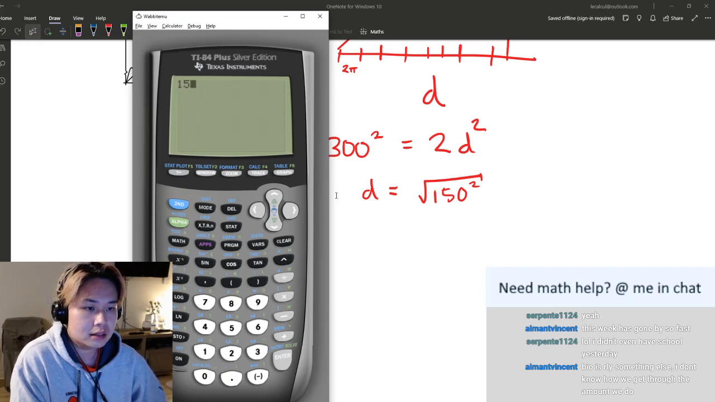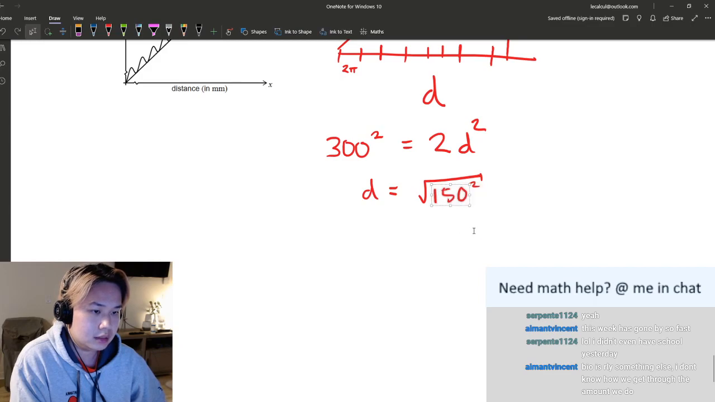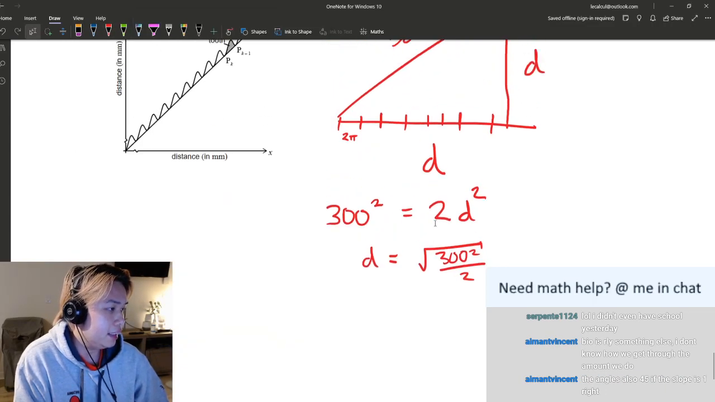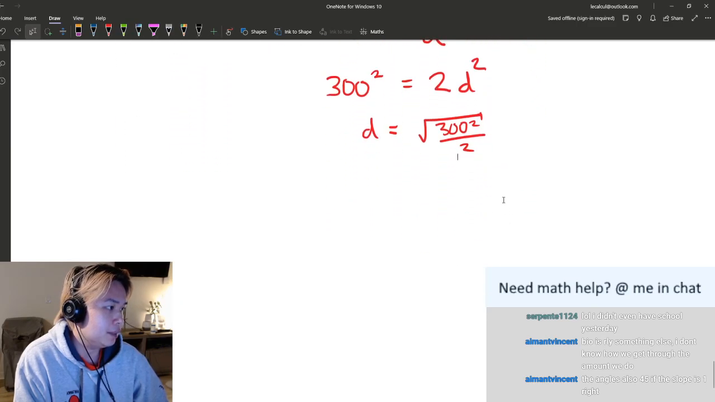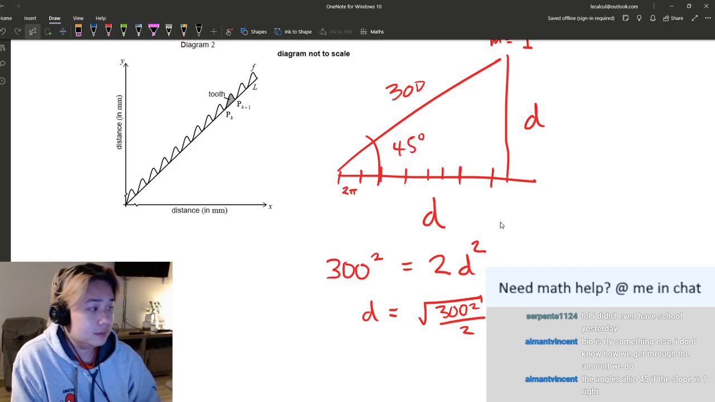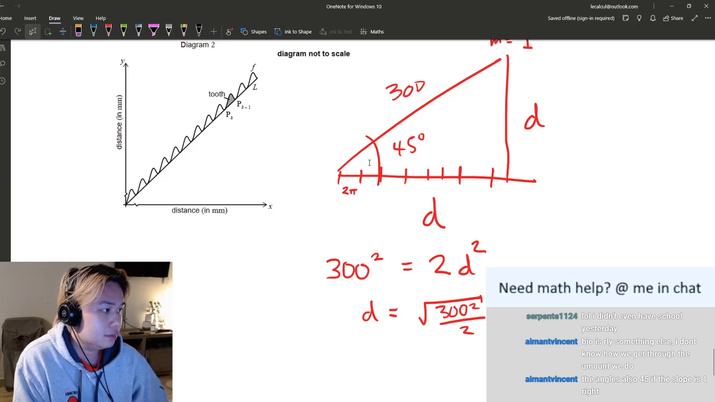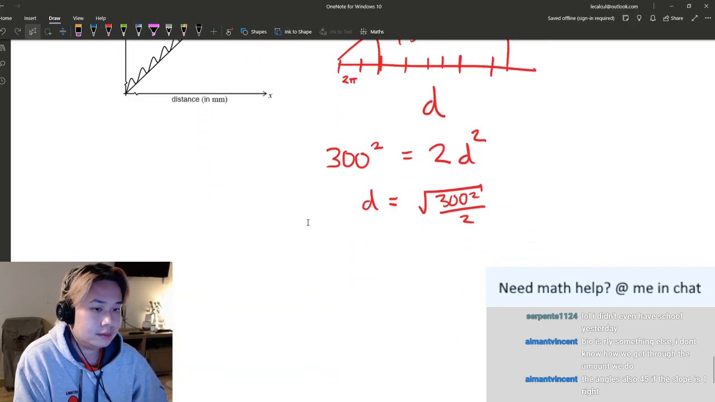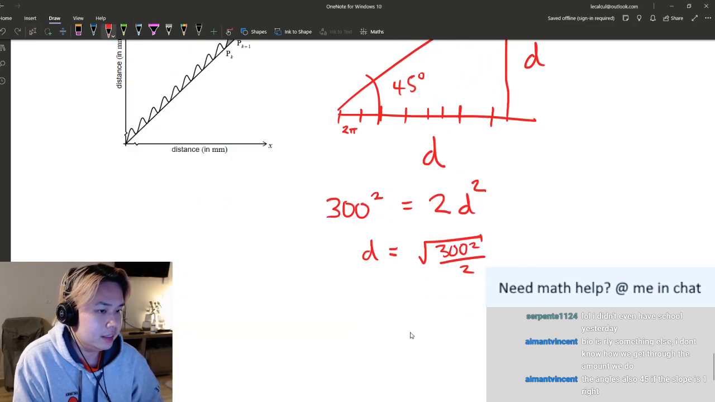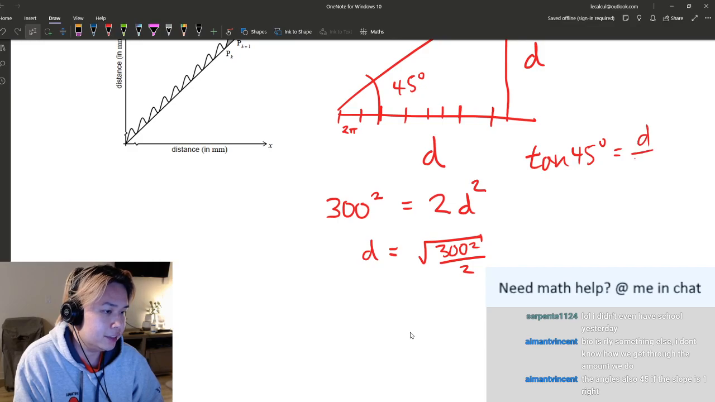So let's see. Oh, I did this wrong. Oops. Yeah, the angle is 45, so you could also use trigonometry as well, and use like sine or cosine 45. So yeah, let's just do that. That's a little bit quicker. So tan 45 is d over 300. Oops, not tan 45, cosine.